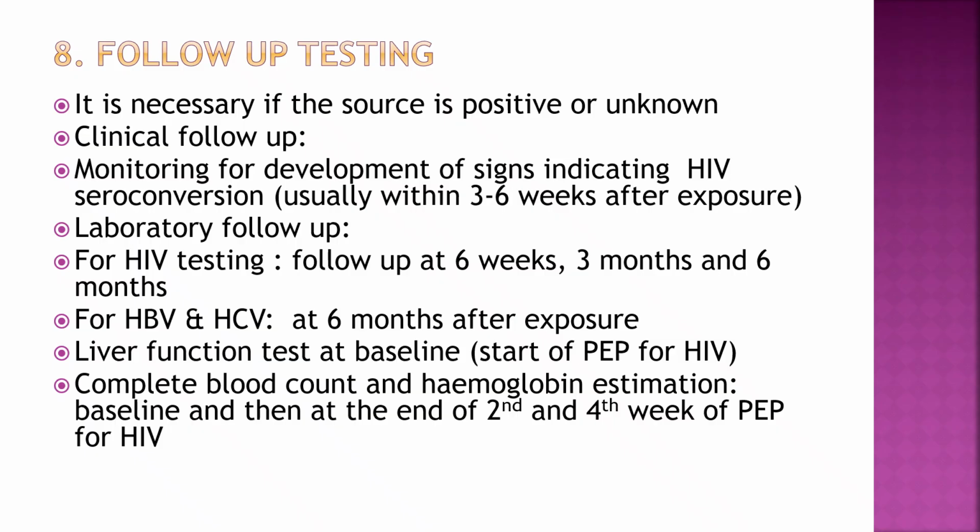Liver function test at baseline, at the start of PEP for HIV. Complete blood count and hemoglobin estimation should be done at baseline, then at the end of the 2nd and 4th week of the PEP for HIV.